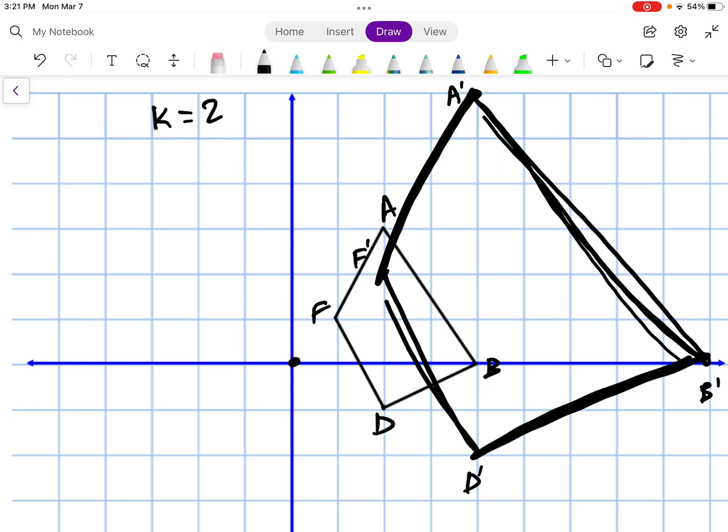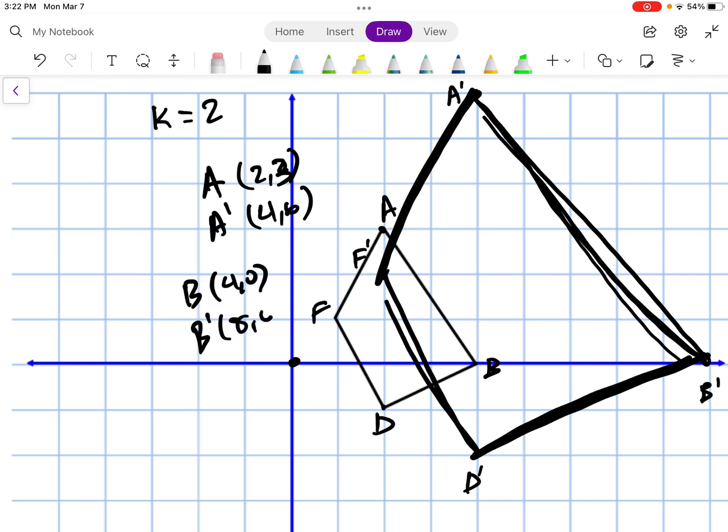But what I want to point out is the points. I want you to compare these points. So if you look at point A, the coordinates of point A were 2, 3. If you look at A prime, the coordinates end up being 4, 6. Then let's look at B. The coordinates of B were 4, 0. The coordinates of B prime are 8, 0. If you look at F, the coordinates are 1, 1. The coordinates of F prime are 2, 2.